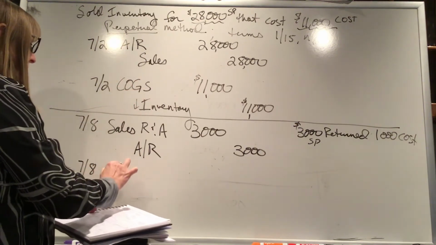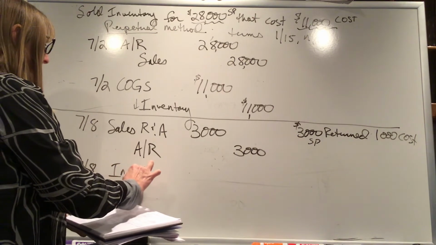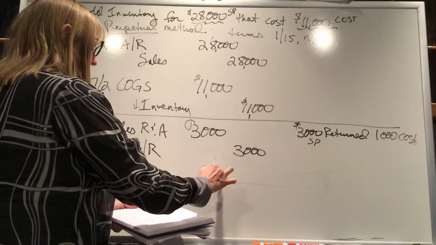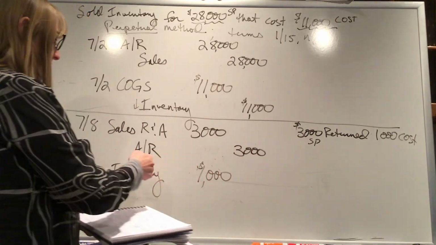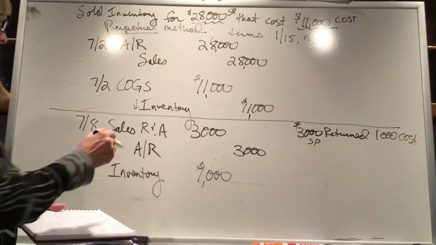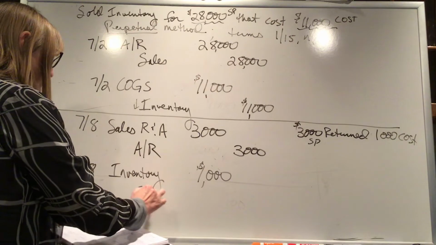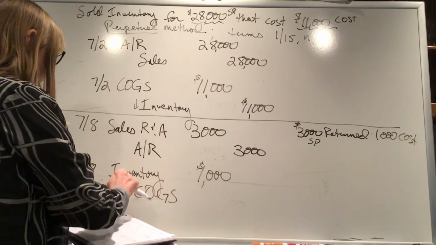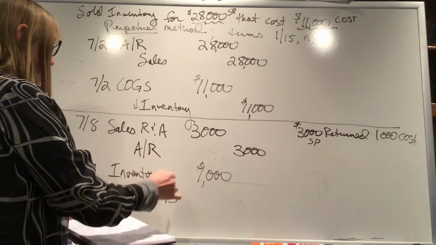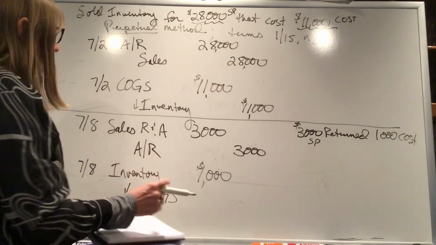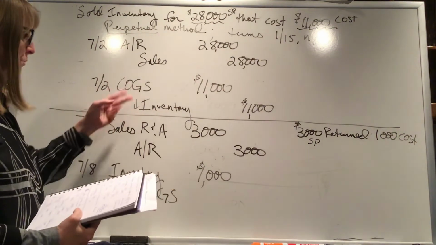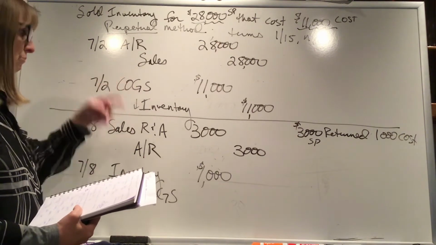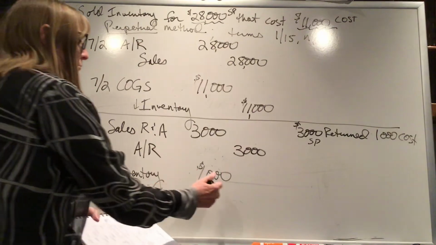The customer sent the inventory back. We have to debit inventory. It came back. We're going to put it back on our shelves. So this is the cost of the inventory that was sent back. We also have to reduce cost of goods sold. Like that. We have to reduce cost of goods sold because we have to undo part of the sale. This keeps track of the cost of all the inventory we sold. Well, we didn't sell this anymore, so we're reducing it.